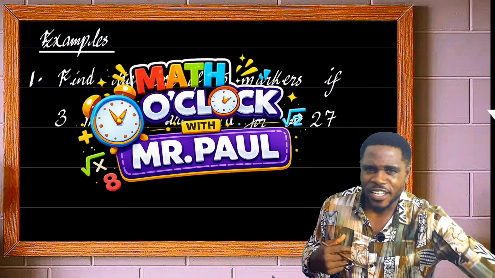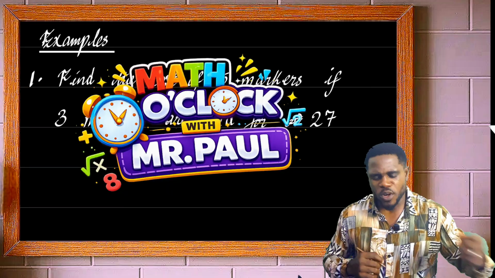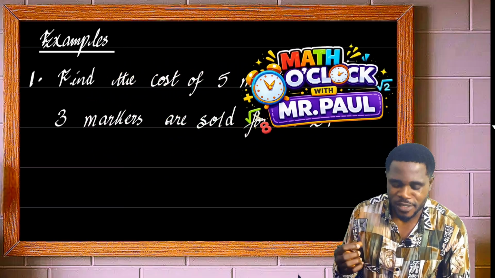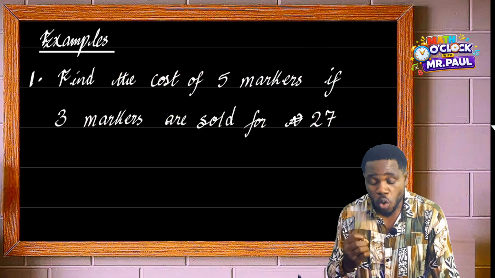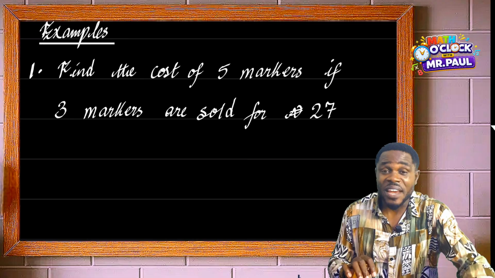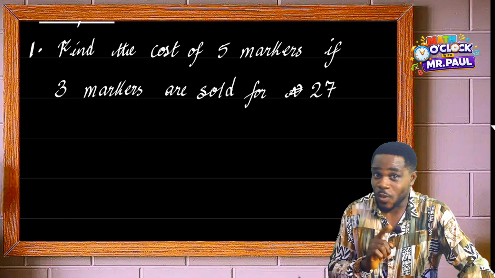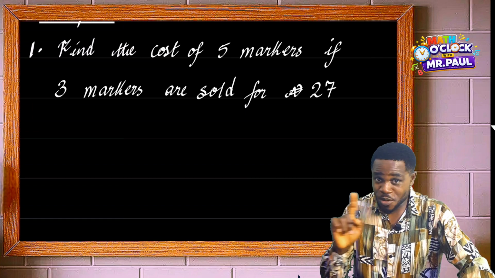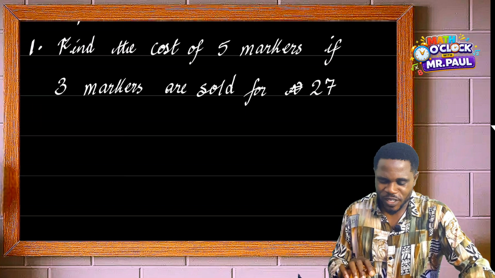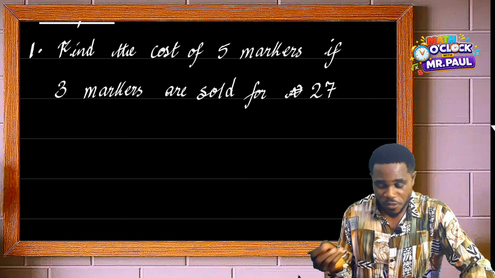Join me, let's dive in as we solve this. Number 1, it says find the cost of 5 markers if 3 markers are sold for 27 naira. It's as easy as ABCD, or as easy as 1, 2, 3. How do we go about solving it? Join me. It's to find the cost of 5 markers.